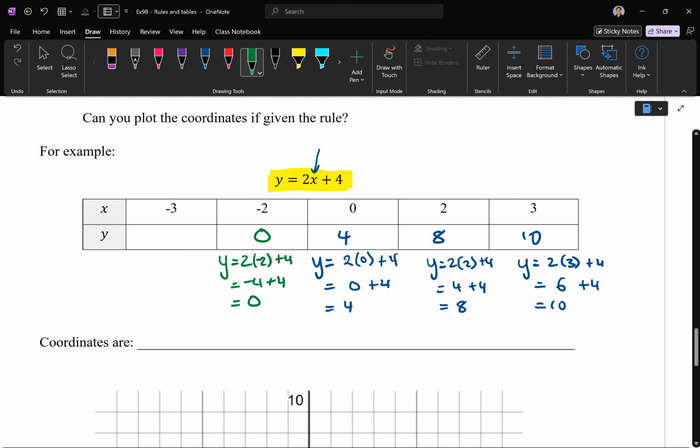And then let's do the next one, negative 3. If you're going to double negative 3, what's double of negative 3? Negative 6. Add 4 though? Negative 2. Very good. So this should be negative 2.